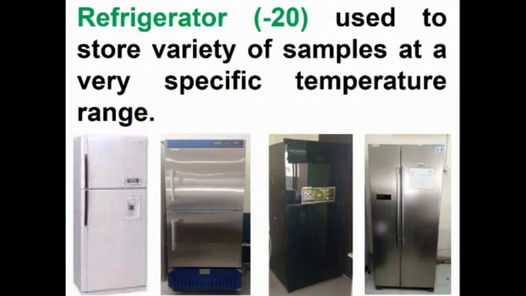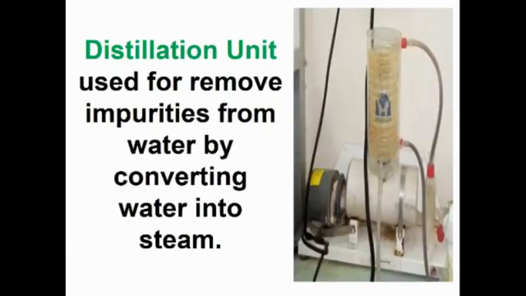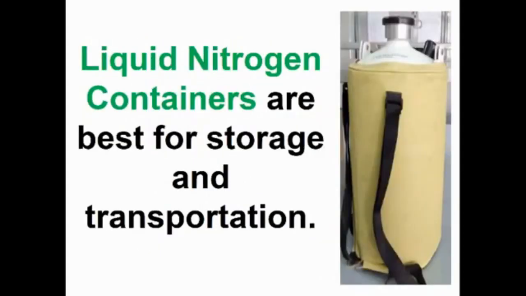Refrigerator, -20, used to store a variety of samples at a very specific temperature range. Ultra-low temperature freezer, -80, used to store samples for a long period of time. Distillation unit, used to remove impurities from water by converting water into steam. Liquid nitrogen containers are best for storage and transportation.